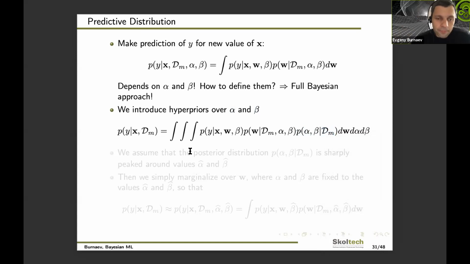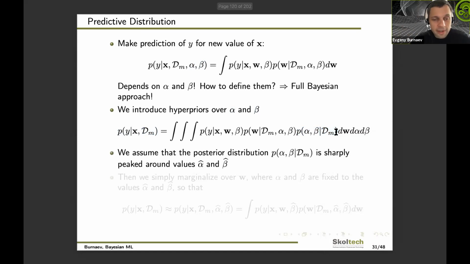In this case, in order to estimate the predictive distribution given x and the data set, we also need to integrate out these unknown parameters with respect to this posterior distribution. The concept looks quite nice. The only problem is that in practice, even in the case of linear regression, it's almost impossible to exactly calculate the posterior distribution of alpha and beta given the data set. So it's not possible to estimate this integral, especially in the case of neural networks. This is impossible at all. And so the question is what to do.